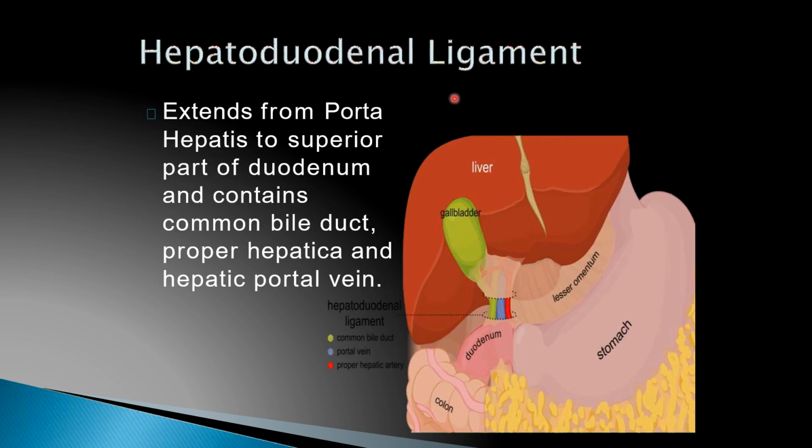Another one is the hepatoduodenal ligament, the second part of the lesser omentum. It attaches the porta hepatis to the upper part of the duodenum. This is the hepatoduodenal ligament. This contains the bile duct, portal vein, and the hepatic artery. The hepatoduodenal ligament contains these three main vessels. These are the two parts of the lesser omentum.